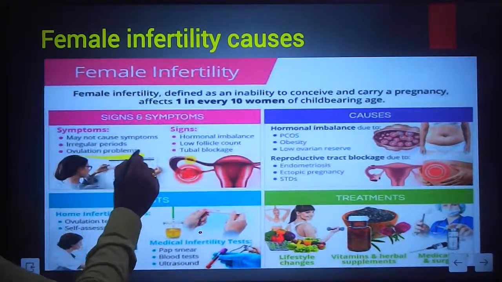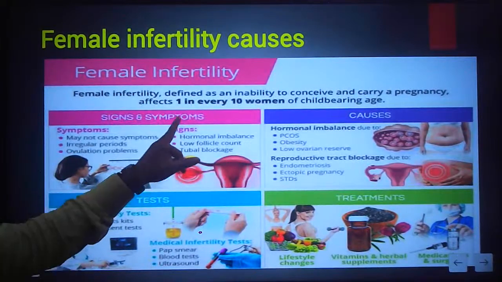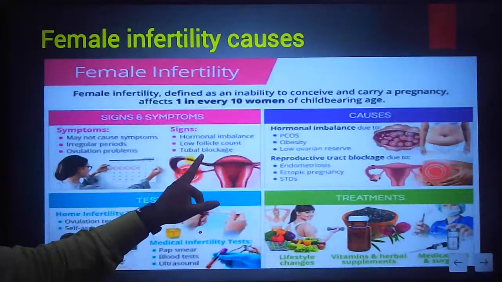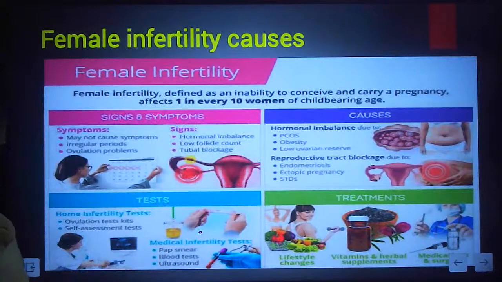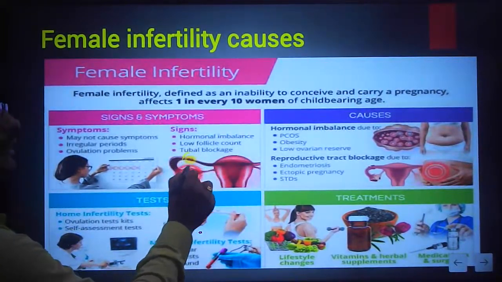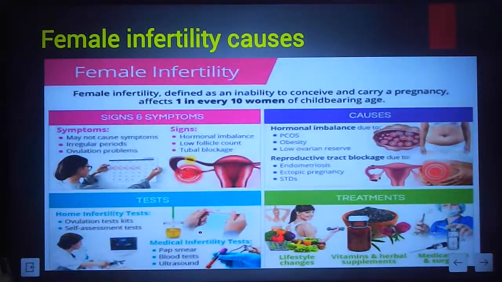And ovulation problems. Ovulation should be proper, the egg produced on the 14th day, delay, luteal phase or 21 days. So the ovulation problems. Signs of hormonal imbalance. Maybe the hormones secreted by the pituitary may be the problem. Low follicle count. I told you inside the ovary, the follicles, maybe the primary follicles, the Graafian follicles. The count of these follicles may be less. Then blockage. There will be some blockage in the fallopian tube. This tubular blockage also may cause problems here.